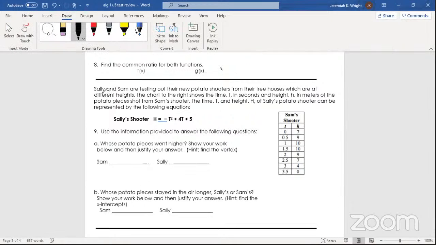All right. Sally and Sam are testing out their new potato shooters from their tree house, which are at different heights. The chart to the right shows the time in seconds and height in meters of the potato pieces from Sam's shooter. The time, t, and height of Sally's potato shooter can be represented by this equation. So using this information, answer these questions. Whose potato pieces went higher?